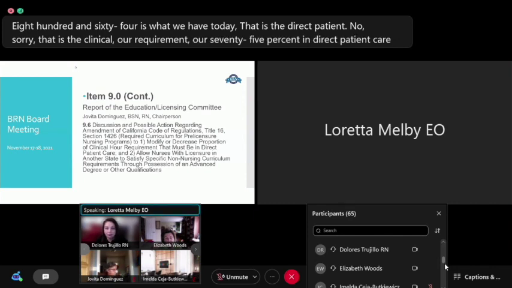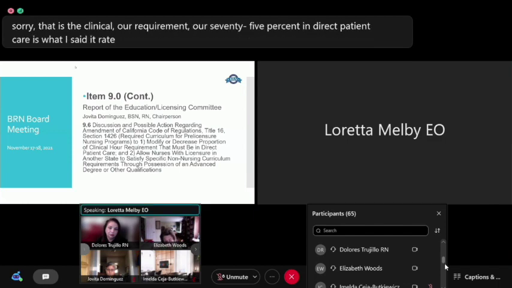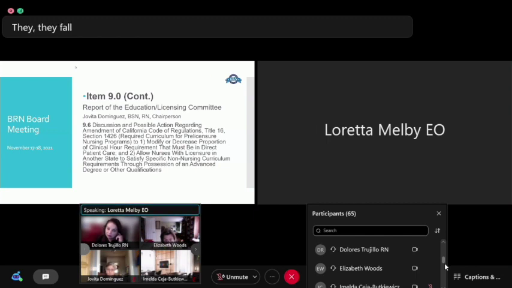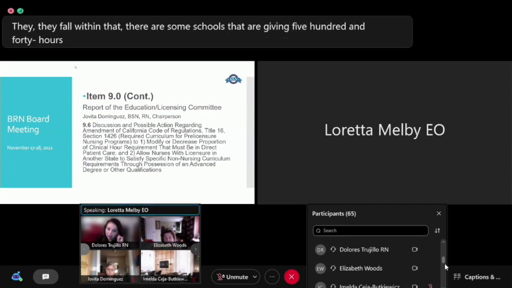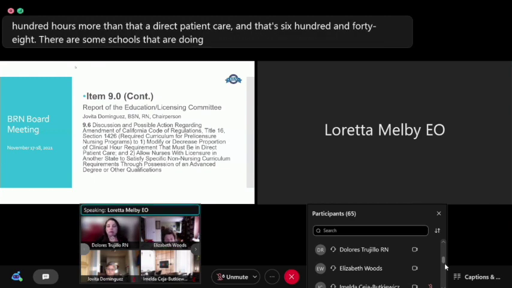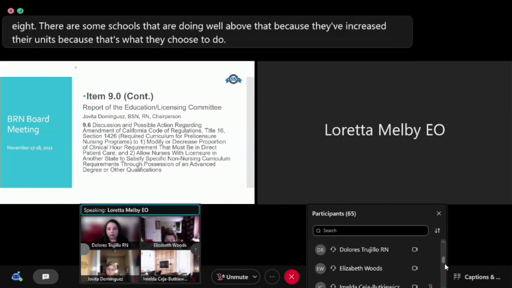It ranges for each school from being 540 hours to being 648 hours. They fall within that. There are some schools that are giving 540 hours of direct patient care. There are some schools that are doing 100 hours more than that of direct patient care, and that's 648. There are some schools that are doing well above that because they've increased their units because that's what they choose to do. So we don't have a minimum starting point.